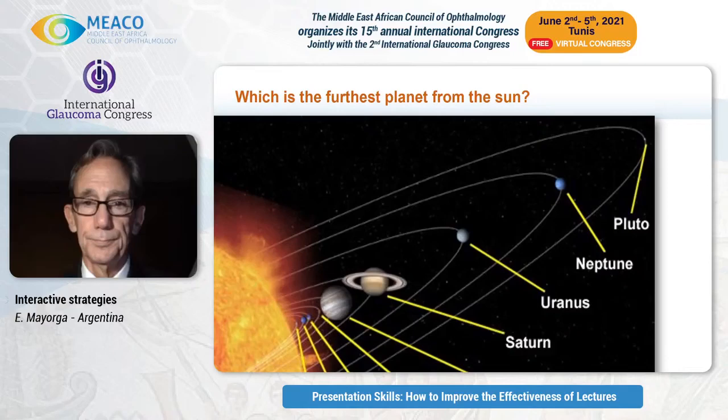In case you didn't know, Pluto is the furthest planet from the Sun, even though some do not consider Pluto a planet.